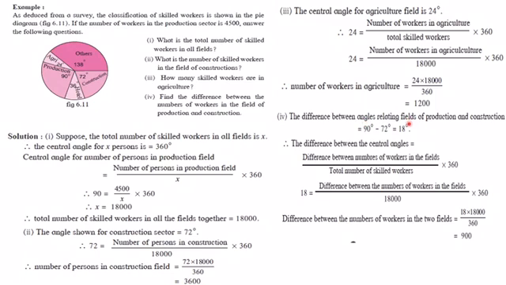The difference between the angles relating to the fields of production and construction is 90 degrees minus 72 degrees, that is 18 degrees. Difference between the central angles. So the difference between the number of workers in the fields divided by total number of skilled workers is equal to 18 divided by 360. Then the difference between the number of workers in the fields is 18 into 18,000 divided by 360. That is, the difference between those workers is 900 workers.